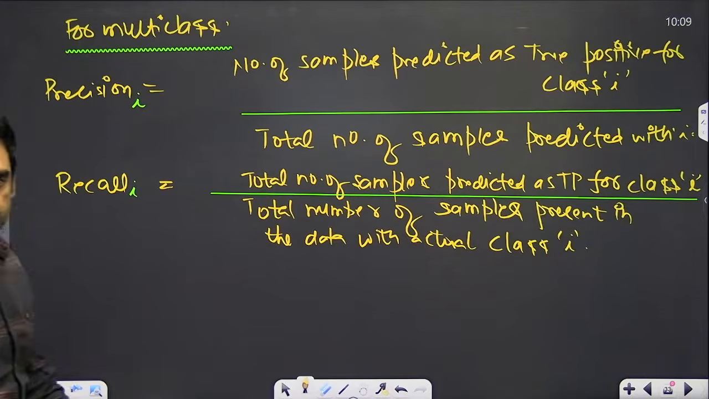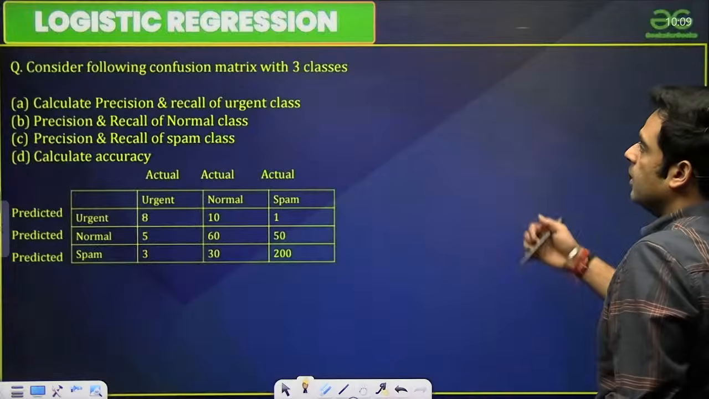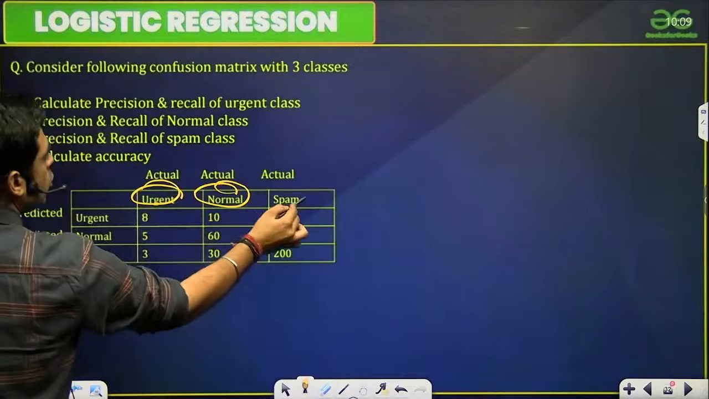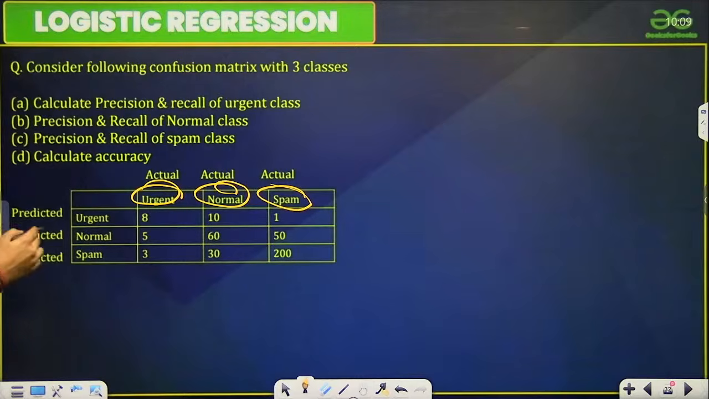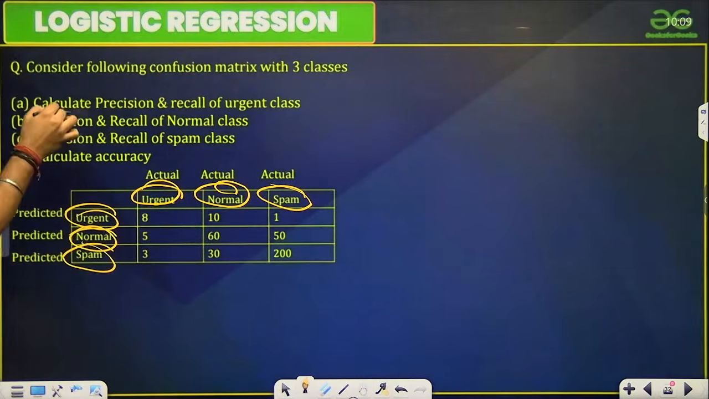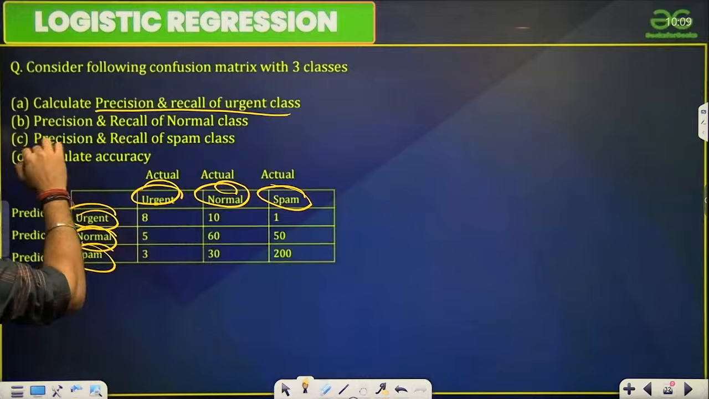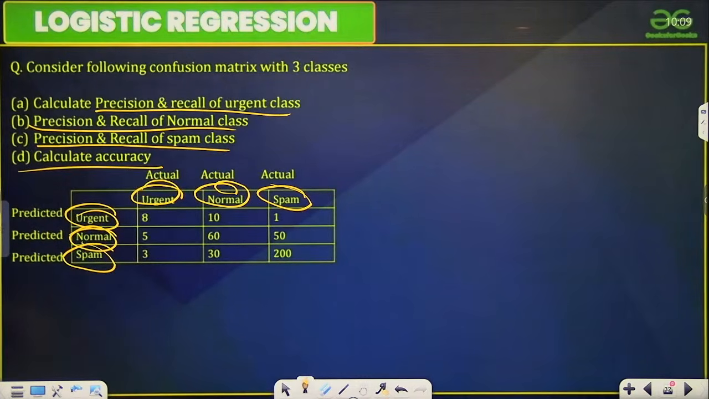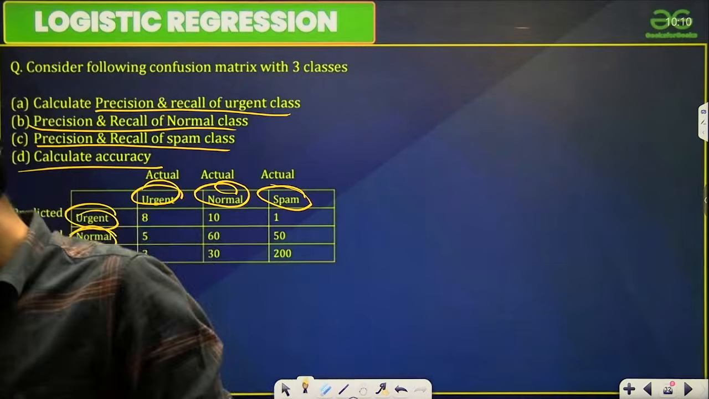Chaliye, now solve this question. This is a question where we have three classes: urgent, normal and spam. We need to calculate precision and recall for the urgent class, precision and recall for normal, precision and recall for spam, and the accuracy. Try this. How to solve it? I'll just give you a minute. Firstly just try it, then I'll do this.